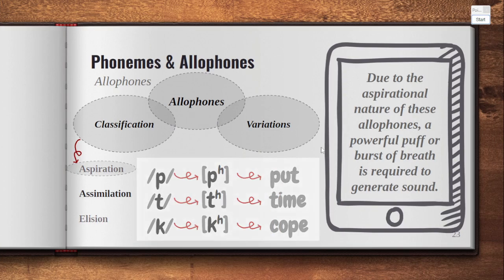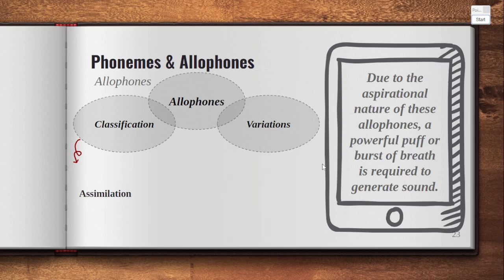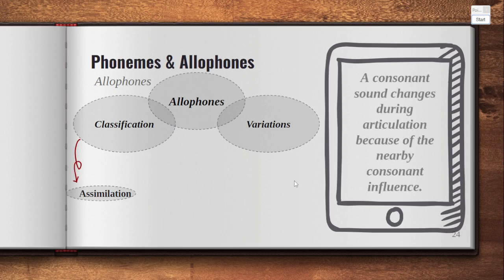In the following case, we have assimilation. An assimilation is a consonant sound that changes during articulation because of the nearby consonant's influence. In few words, two sounds become more similar to one another because they are spoken consecutively. This process makes it easier to pronounce combinations of sounds, which helps build your fluency.